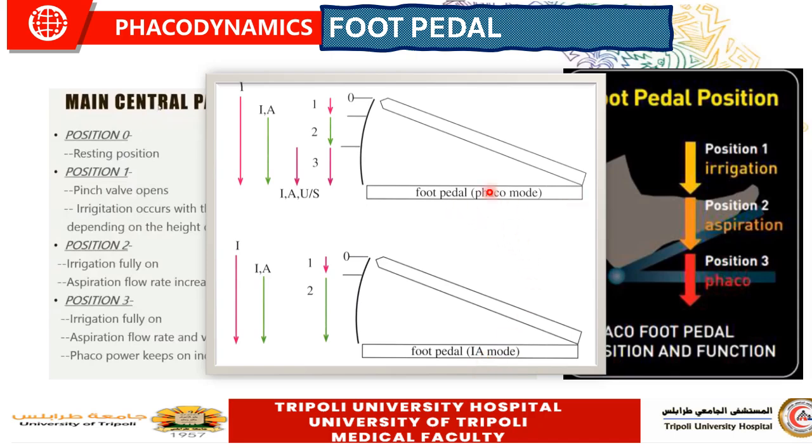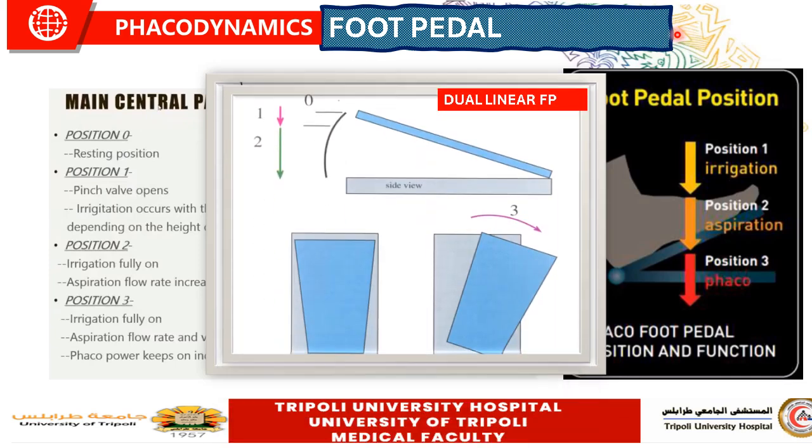This is in normal Phaco. You will have step 1, step 2, step 3. However, if you set the machine into the irrigation aspiration mode, you will have only irrigation and aspiration. Another important point I would like to add is that what I have spoken about earlier is the traditional foot switch. Now, recently a new modality has been added, which is known as the double linear foot pedal.